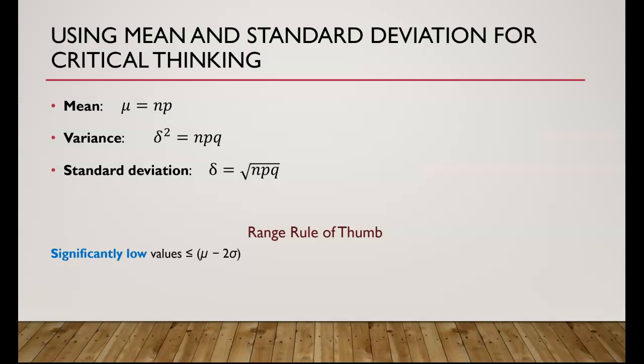Significant low values are located 2 standard deviations to the left of the mean. Significant high values are located 2 standard deviations to the right of the mean. To find significant low values, we subtract 2 standard deviations from the mean, and to find significant high values, we add 2 standard deviations to the mean.